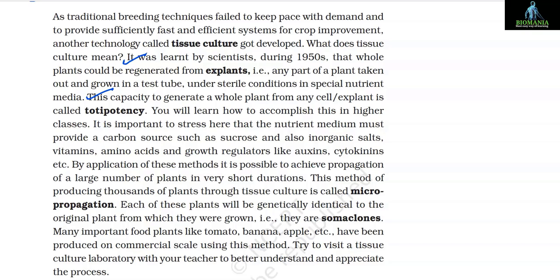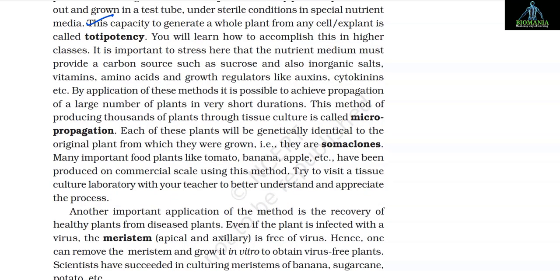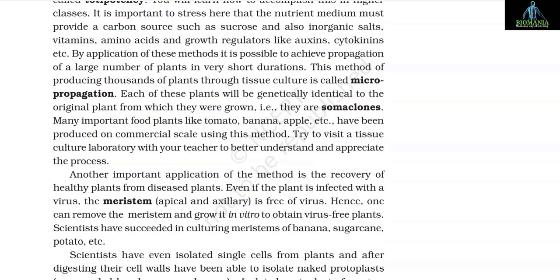You will learn how to accomplish this in higher classes. It is important to stress here that the nutrient medium must provide a carbon source such as sucrose and also inorganic salts, vitamins, amino acids, and growth regulators like auxin, cytokinins, etc. By application of these methods, it is possible to achieve propagation of a large number of plants in a very short duration. This method of producing thousands of plants through tissue culture is called micropropagation. Each of these plants will be genetically identical to the original plant from which they were grown. That is, they are somaclones.